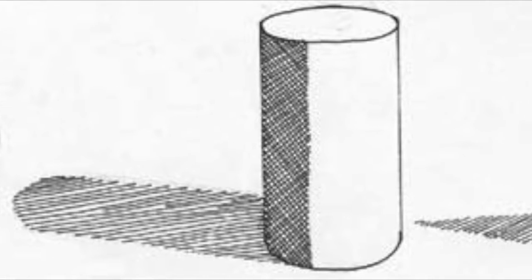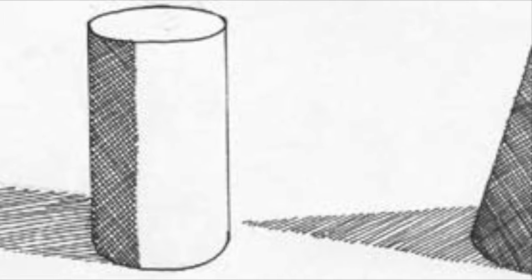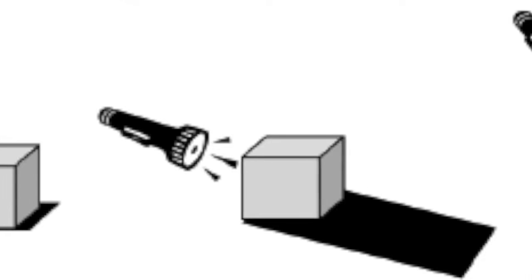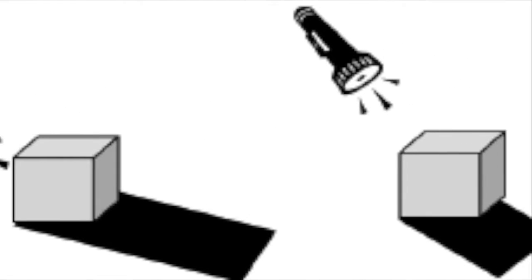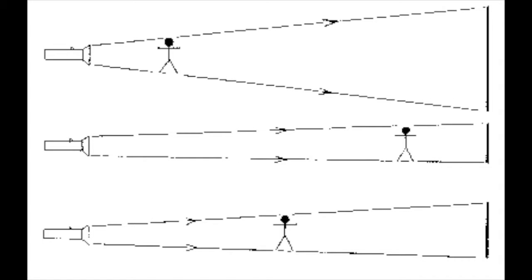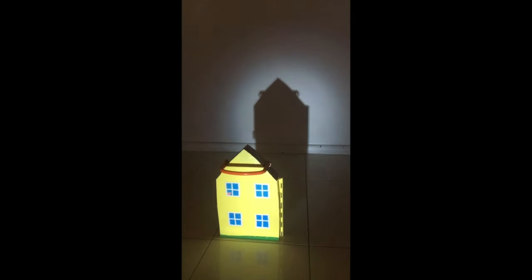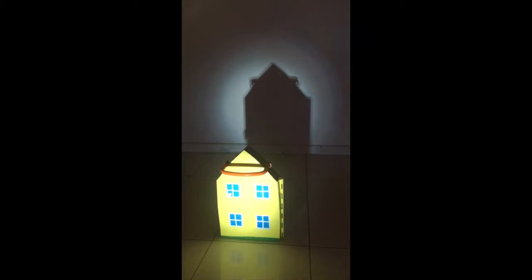The shape of a shadow is affected by the shape of the object that is blocking out the light. The size of the shadow is affected by the position of the light in relation to the object, and how close the object is to the light source. As you can see, the closer the object gets to the light source, the bigger the shadow becomes. This is because the object blocks more light when it is closer to the light source rather than further away.